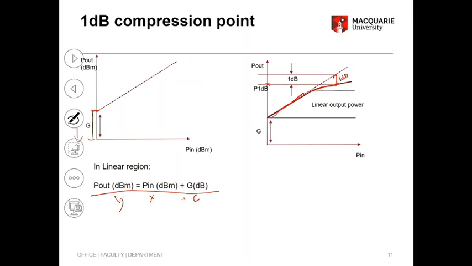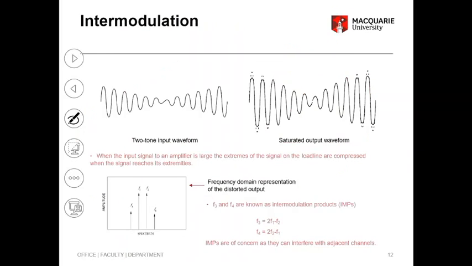So if you are given a graph to read off P1 dB, you should know how to read it off. It's quite simple, or you probably should remember how to draw this graph as well, right, for given numbers. So that's a measure of the transistor going to nonlinear region.